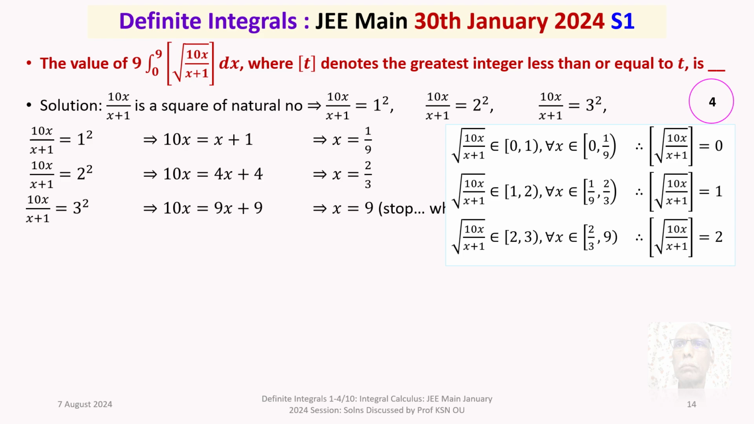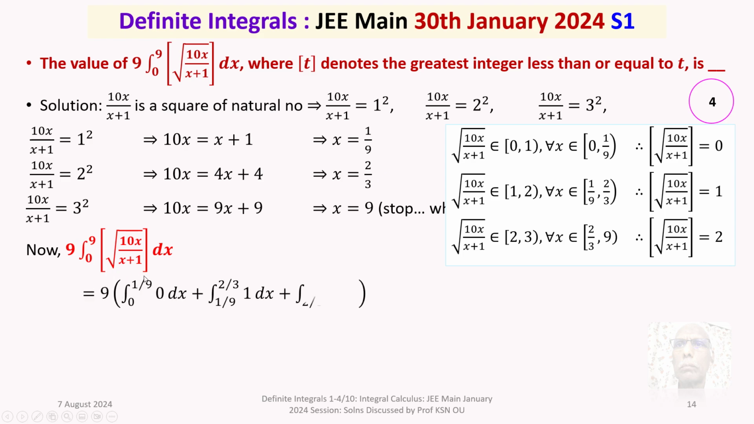Right. So now we go to the integral and break the interval into those intervals. So how do we break? 0 to 1 by 9, 1 by 9 to 2 by 3, 2 by 3 to 9. So we break 9 times the integral 0 to 1 by 9, 1 by 9 to 2 by 3, 2 by 3 to 9. In the interval 0 to 1 by 9, the greatest integer is 0, 0 times dx. In the interval 1 by 9 to 2 by 3, it is 1 dx. In the interval 2 by 3 to 9, it is 2 dx.